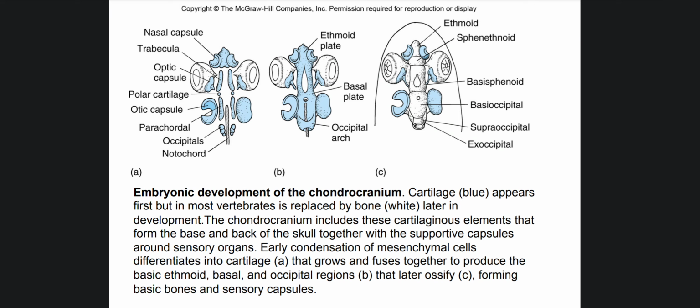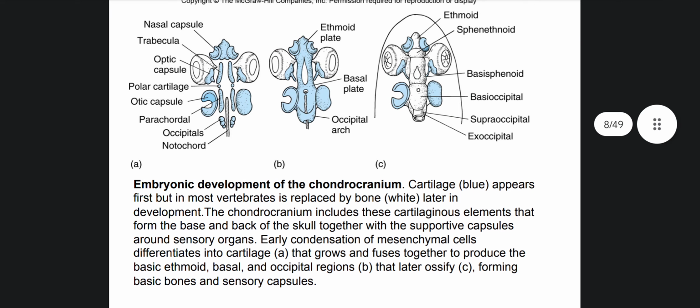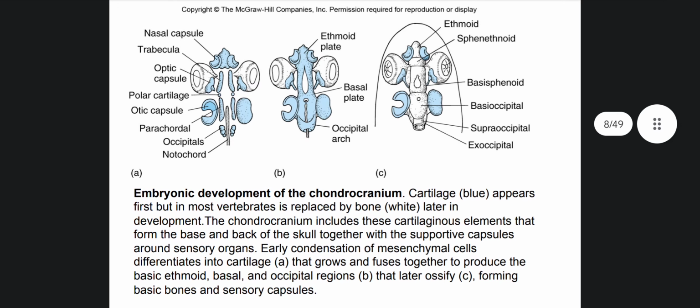The reason is the earlier blue color structures which are present in the middle, for example ethmoid, sphenoid, basisphenoid, then the basioccipital, supraoccipital, and exooccipital structures are converted into bones, and that is why it becomes white in color. So, likewise, embryonic development can be seen in the chondrocranium. So, I repeat, during the development of chondrocranium, we study the basal part of the brain, the ear, the nose, and the eye.